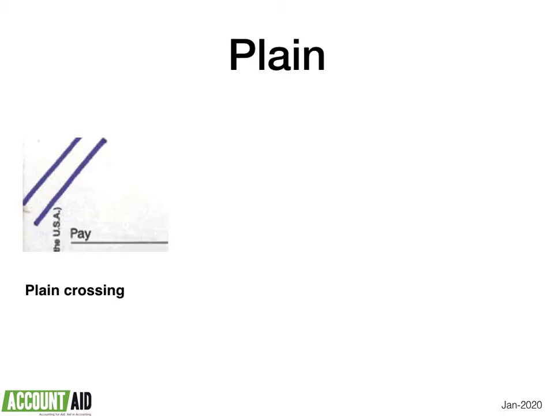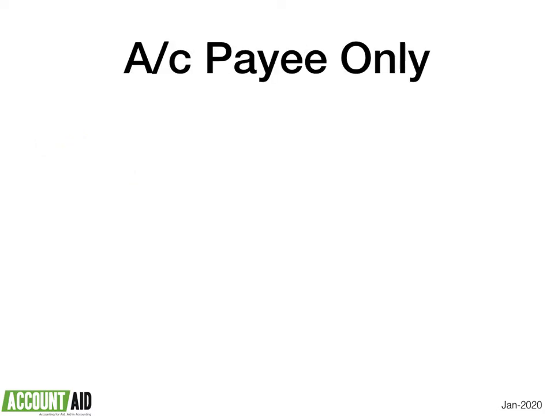So plain crossing is essentially two parallel lines on top left hand corner of the check. What this means is check can be paid only through another banker. This type of check is also known as a bearer check. Moving on to next, account pay only crossing.